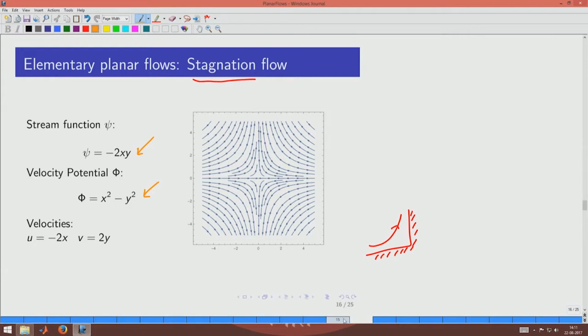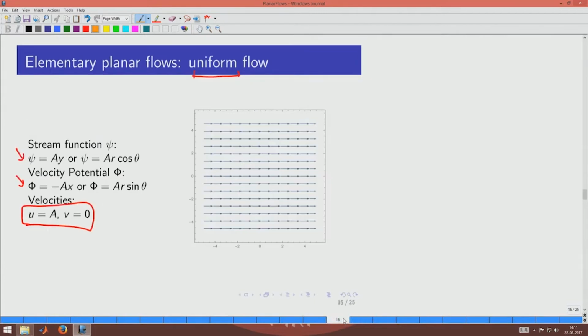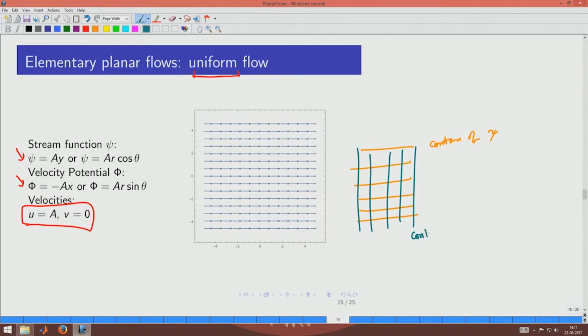Just a moment to recollect what we discussed earlier about the contours of stream function and velocity potential being normal to each other. Let us look at this. What would be the contour of stream function? It will be at different values of y, which means those contours are going to look like that. These are the contours of psi in this particular situation, and the contours of phi will be different values of x, so those would look like that. As you can see, at every point where they intersect, the contour of psi and the contour of phi are normal to each other.